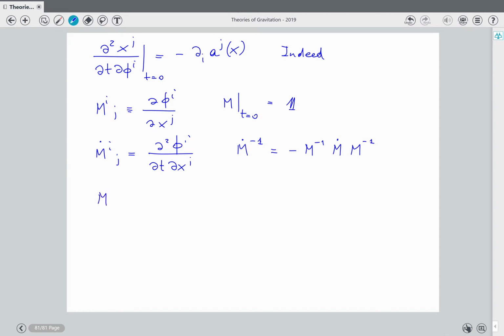But at t equals 0, both m's are 1, so you have minus m dot at t equals 0, which means that m dot minus 1 ij is equal to minus m dot at t equals 0. What is m dot at t equals 0? This.